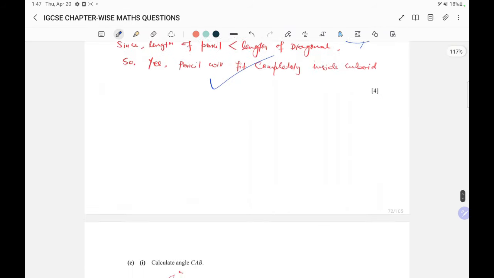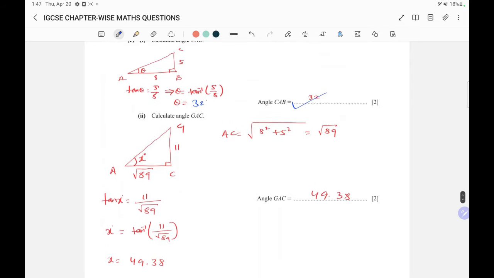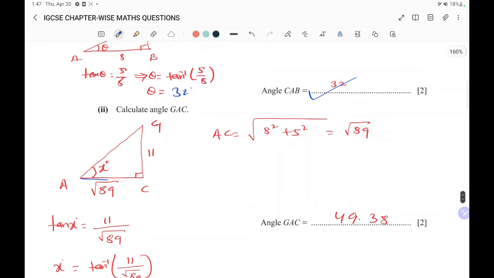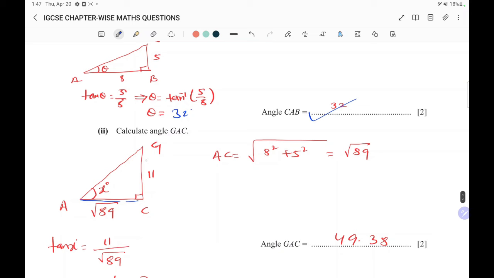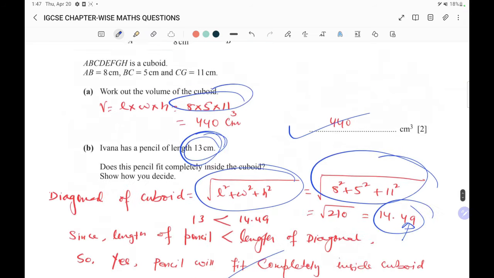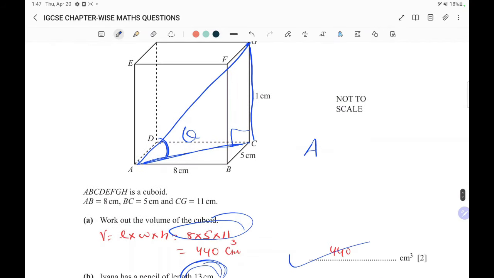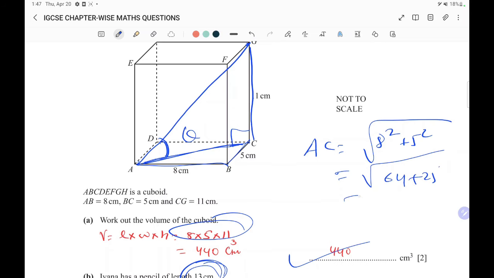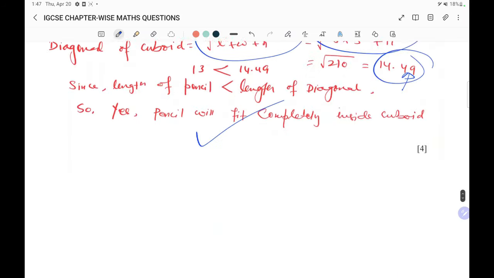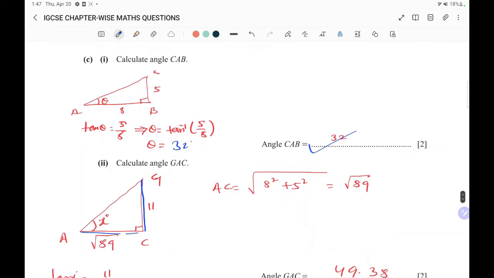So AC I have already shown here. Please check. This is root 89 and this is 11. How root 89? You might be wondering about it. So AC we can find here. Apply Pythagoras theorem. So this is 8 squared and 5 squared, right? So 64 plus 25. How much? Root 89. That's how you got root 89.